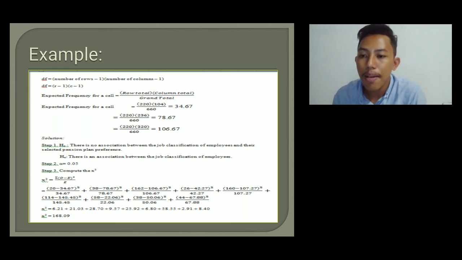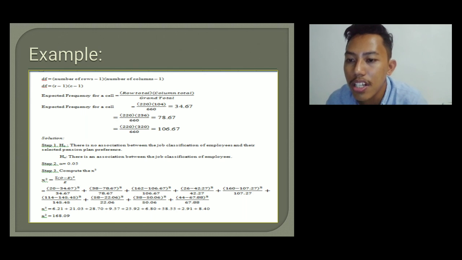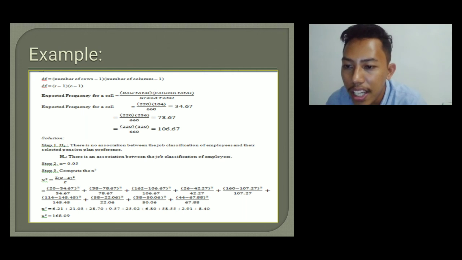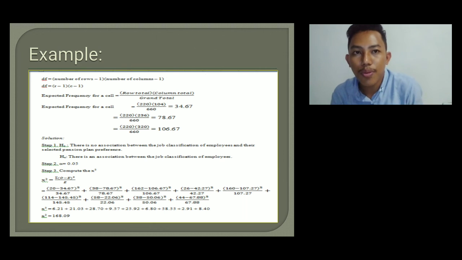Solution. Step 1, our HO is there is no association between the job classification of employees and their selected pension plan preference. Our HA is there is an association between the job classification of employees and their selected pension plan preference. Our level of significance is 0.05. Then compute the x squared. So our x squared is, as you can see, the solving here. Just watch this.